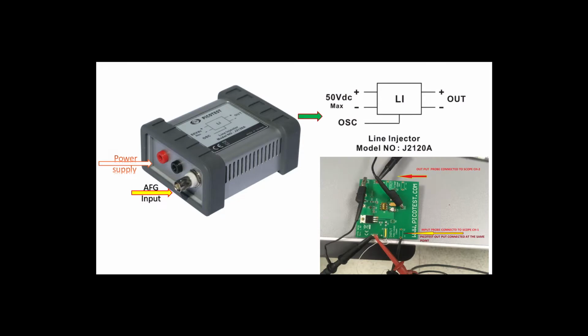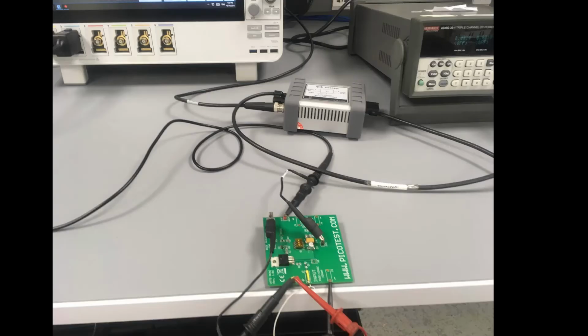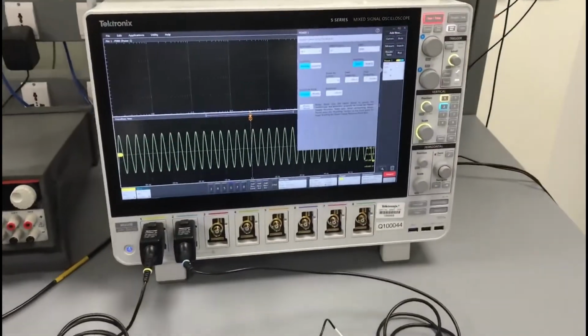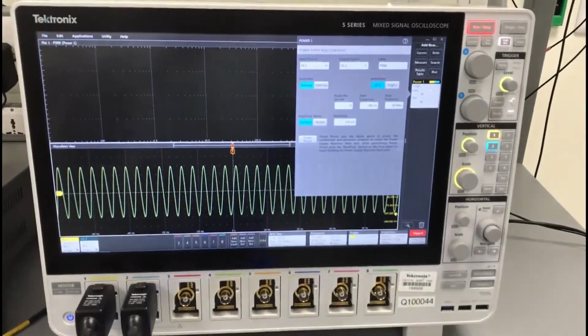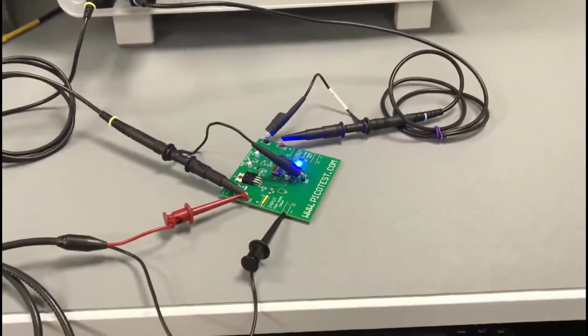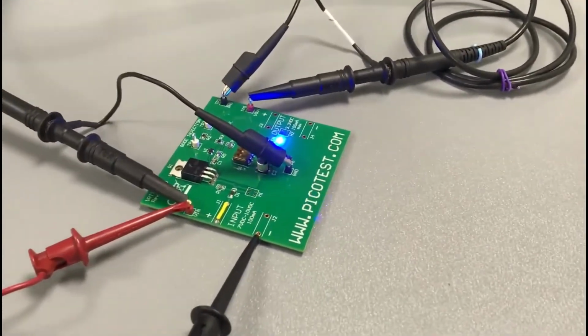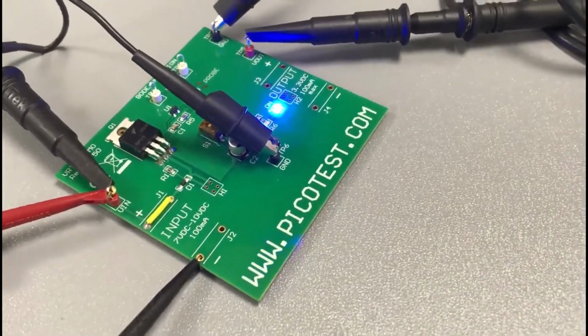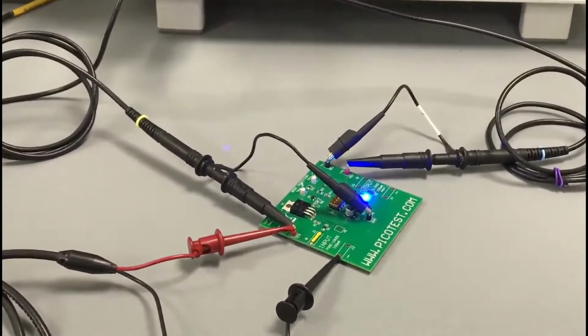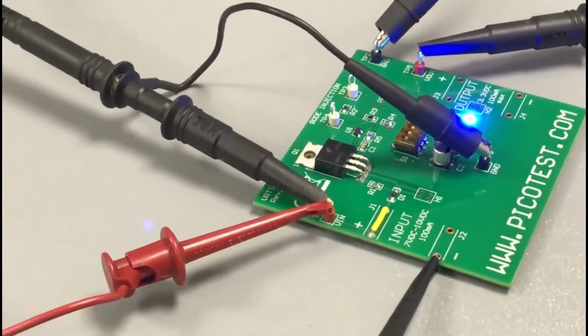We use a commercially available injection transformer, in this case, the Picotest J2120A injection transformer. In a typical setup, as you can see here, the oscilloscope is converted into a frequency response analyzer, particularly a power supply rejection ratio measurement analysis tool. We use the TPP0502 probes, the recommended probes for frequency response analysis. The modulated AC plus DC signal is fed into the demo board from Picotest, and we are capturing both the input and the output AC ripple components to calculate the rejection ratio.